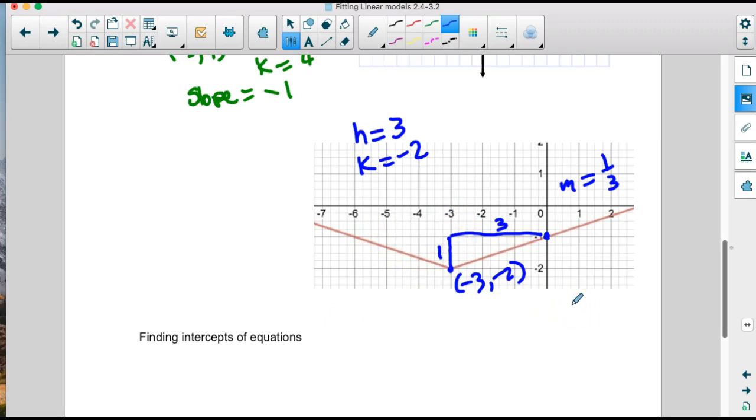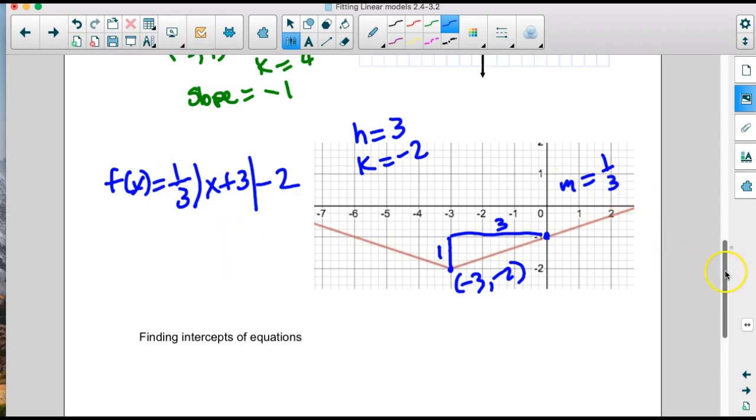So the equation for this one would be f of x equals 1 over 3, because that's the slope, absolute value, our h is 3, so it's x plus 3. And then k is -2, so it's -2. So this would be my equation for this graph. Look, finding the vertex and the slope of the pieces. So we're going up here, so it's a positive slope, or a positive number that's in front here.